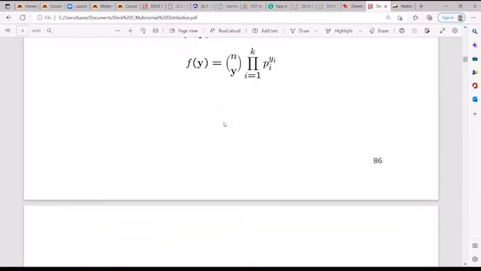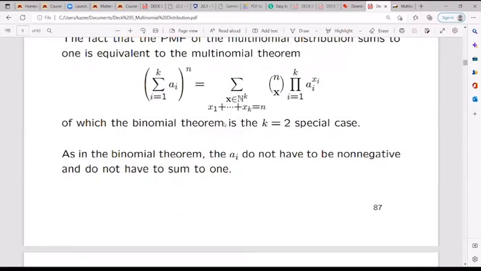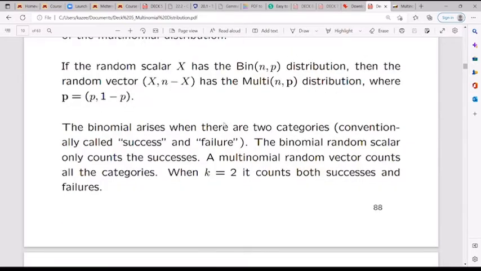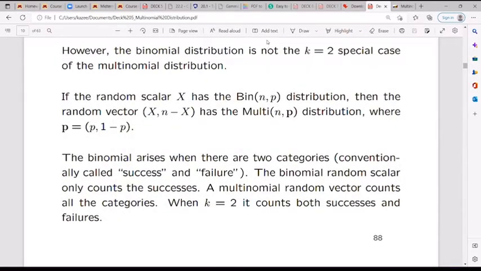Now I quickly want to move on. Let me give you an example of how to use that formula. I'm going to share my whiteboard. Give me one second.